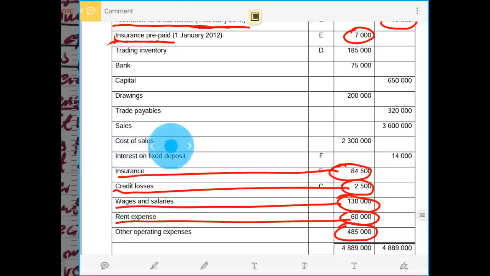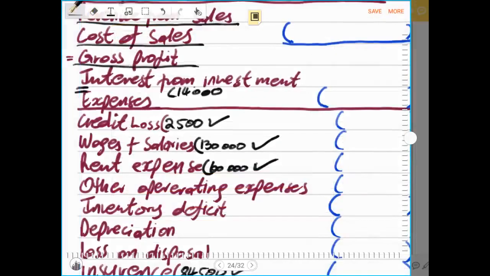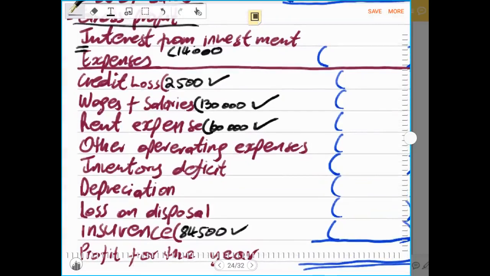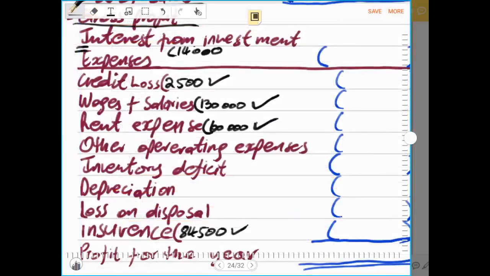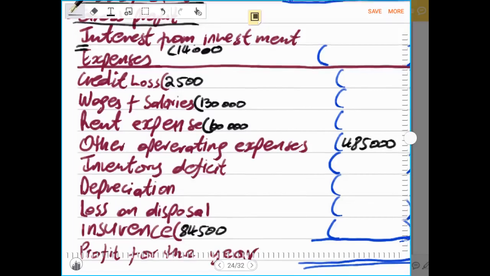So it's very good that you prepare the structure of the template and you write all the amounts. Other operating expenses is given to be 485,000 rands. Then I can write that as it is, 485,000 rands. The reason why I write all these amounts here, I'm thinking that there might be an adjustment where I have to subtract or add based on the adjustments, but I already know that with regard to the other operating expenses, there is no adjustment to take into account.